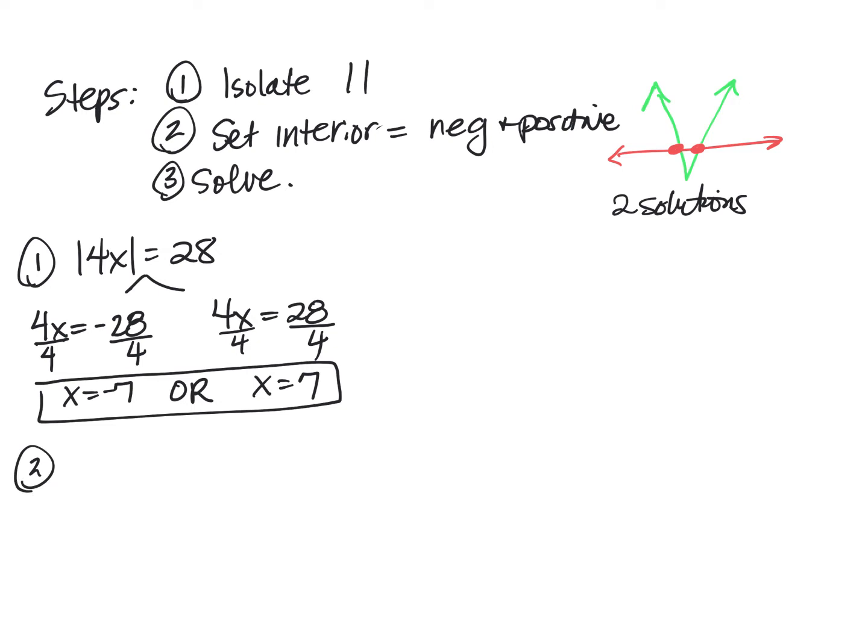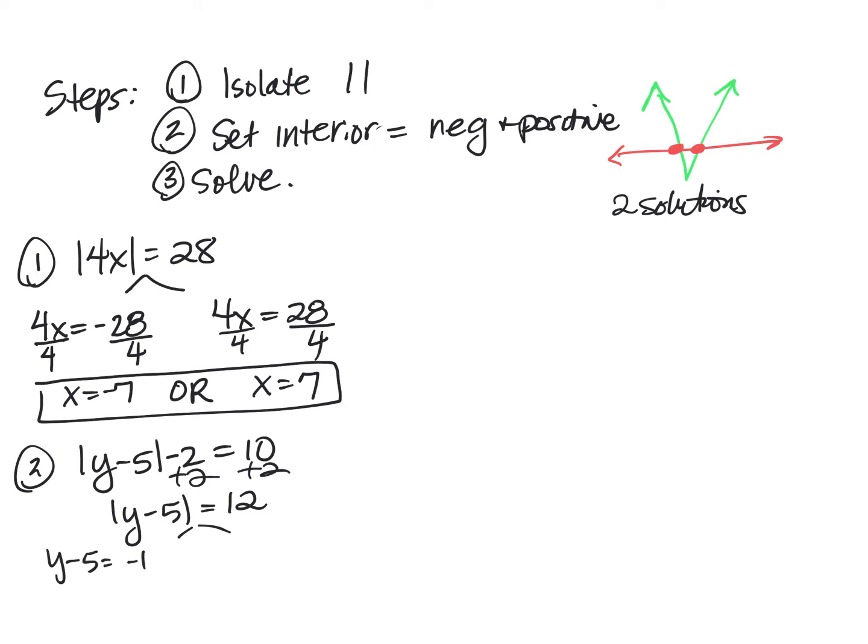All right, the second example I want to show you is this. Absolute value of y minus 5, minus 2, equals 10. So what am I going to do here? Well, I need to isolate the absolute value, so I'm going to add 2 to both sides. So the absolute value of y minus 5 equals 12. And now I split it. y minus 5 equals negative 12. y minus 5 equals positive 12. And then I'm going to solve. So y equals negative 7 or y equals 17.